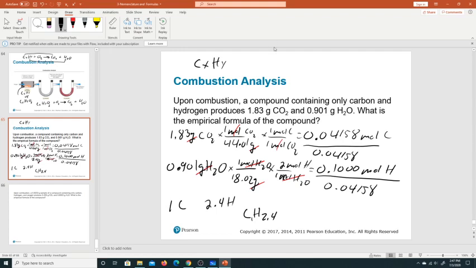Well, it turns out if it ends in 0.2, 0.4, 0.6, or 0.8, the number I need is 5. Multiply by 5. So I'm going to multiply this whole thing by 5. So 1 times 5 is C5, and 2.4 times 5 is 12. C5H12 becomes my empirical formula. That is the empirical formula of this hydrocarbon.